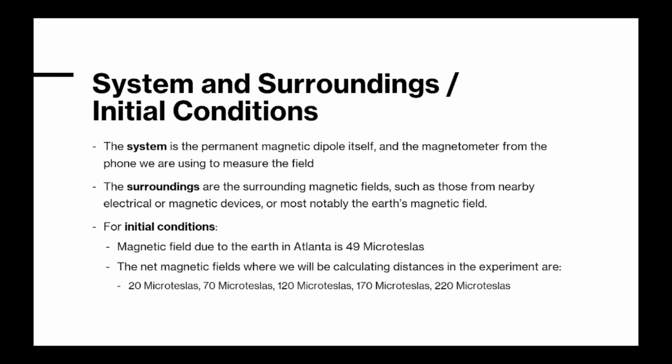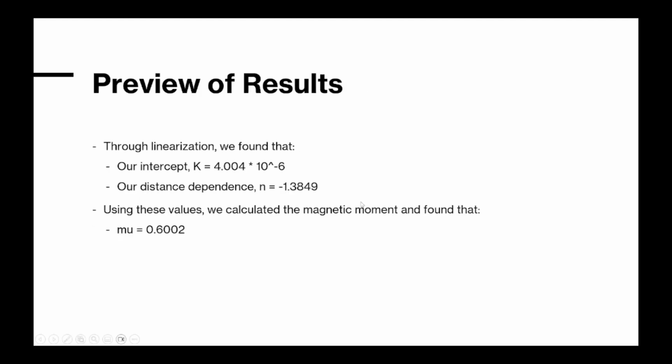For initial conditions, we have the magnetic field due to Earth in Atlanta, which is 49 microteslas, and then we have the various distances that we're calculating using various different microtesla magnetic field amounts. So then we have the preview of the results.